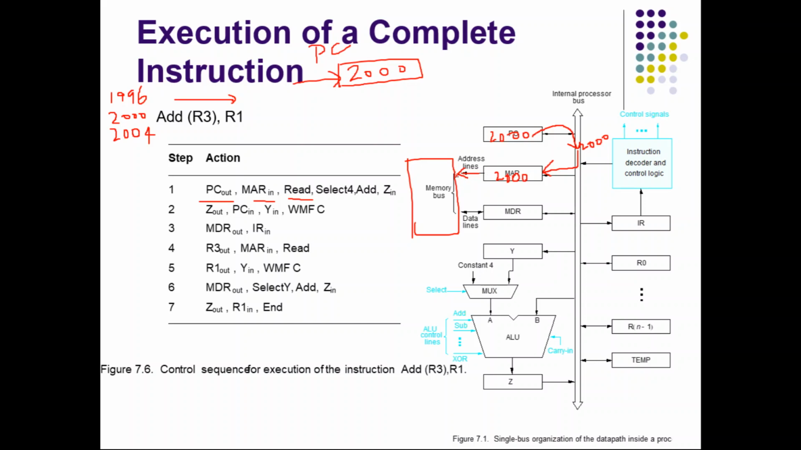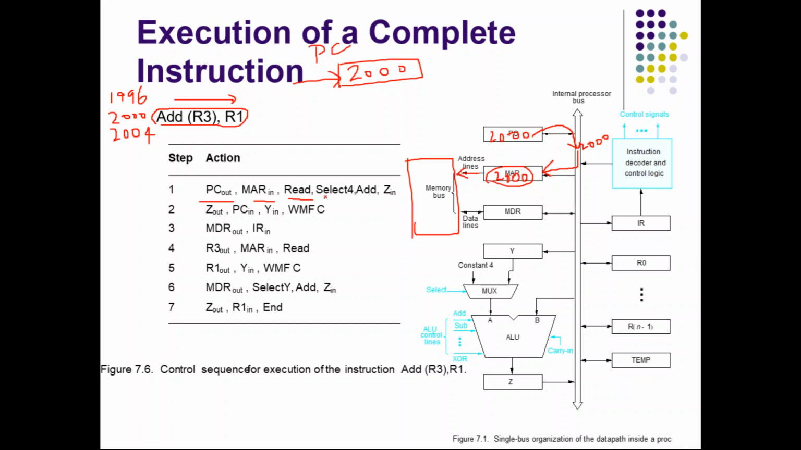Now the read says: read the instruction stored at location 2000. What is the instruction stored at location 2000? Add R3, R1. But a memory read will take some time. It may not happen in one clock cycle. So it gives the read command and waits, but during that time the processor will not literally wait. Meanwhile it will perform some other operation.